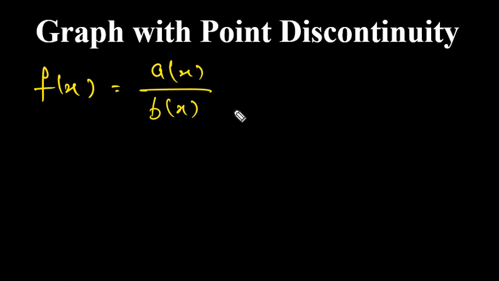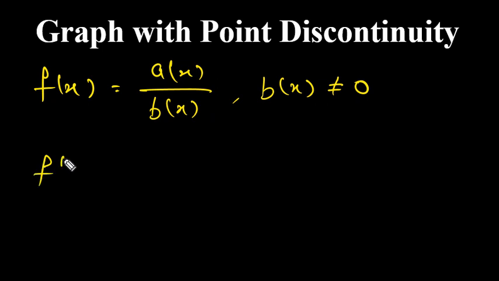Hi everyone, in this video we will see point discontinuity. If you have a function f of x equals a of x over b of x, where b of x should not be equal to 0, and if you have a common factor in a of x and b of x, then there will be a point of discontinuity. Let me take an example.